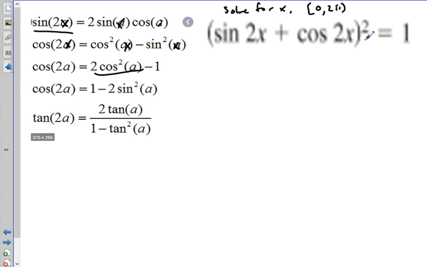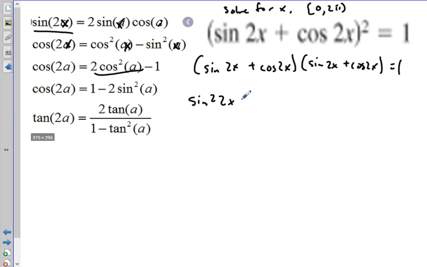Now, once we have a square there, there's a bunch of different ways we could approach this. Probably the easiest is we're going to factor this out. So when we have this, we have sine of 2x, and if you recall a little algebra step, we're going to FOIL this through. That gives us sine squared of 2x. Our middle term is 2 sine of 2x times cosine of 2x. And then we have this portion right here, which is cosine squared of 2x, and that's going to equal 1.